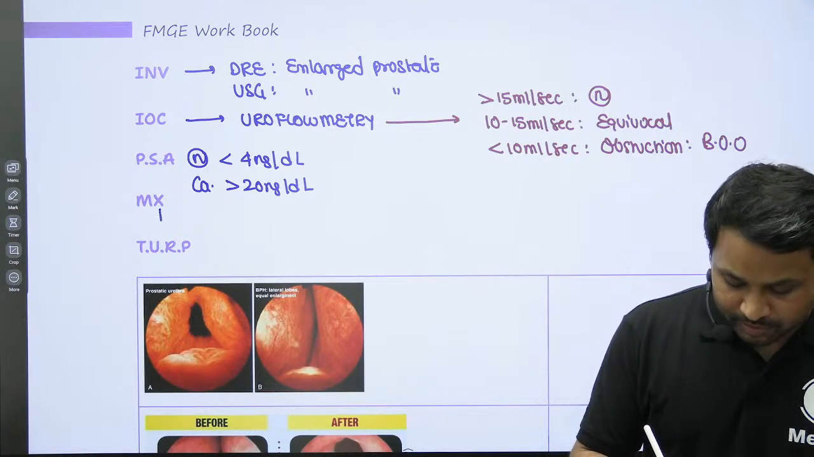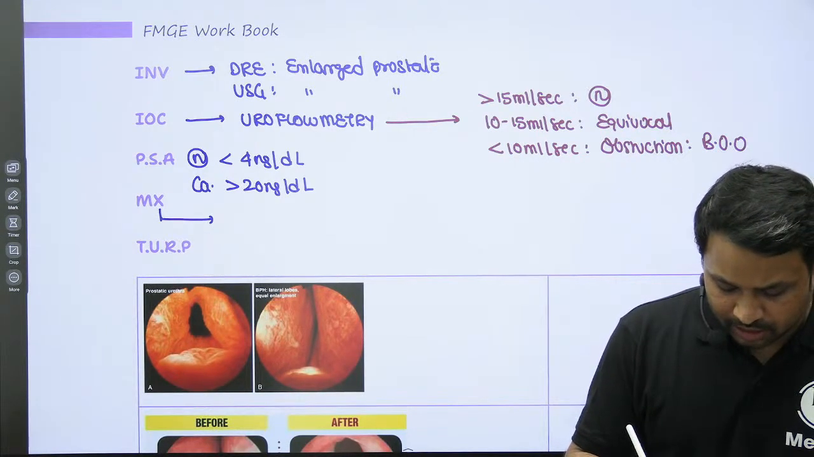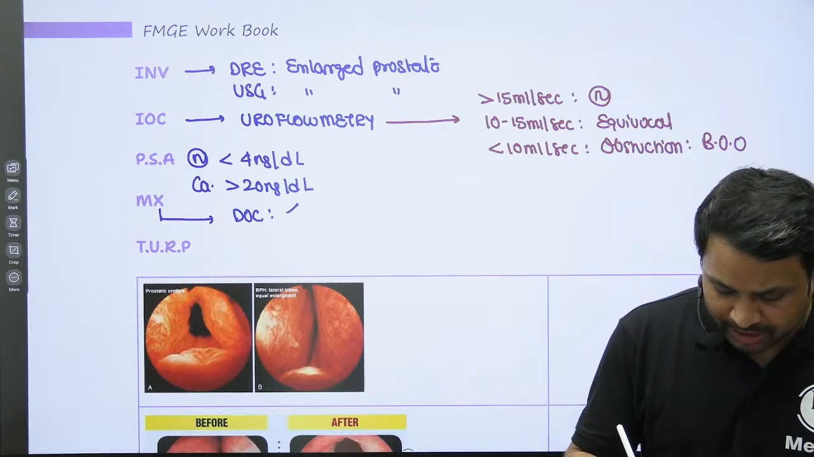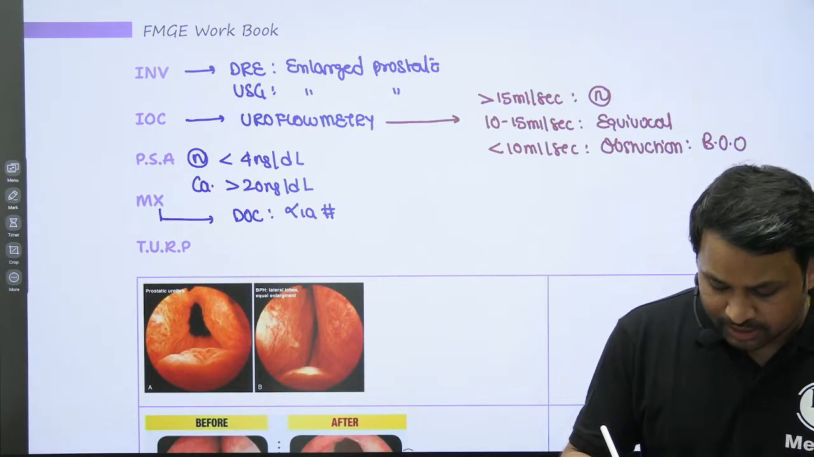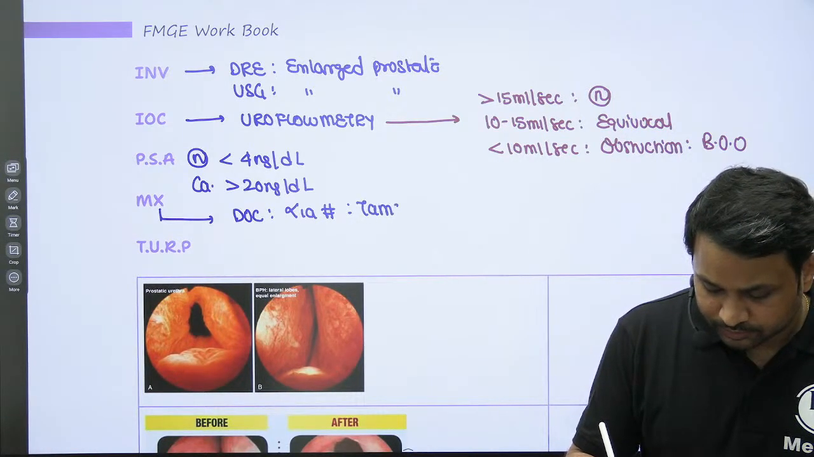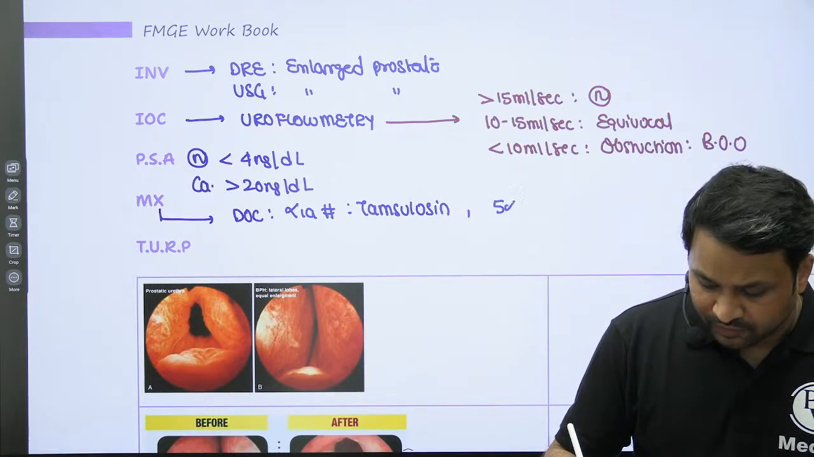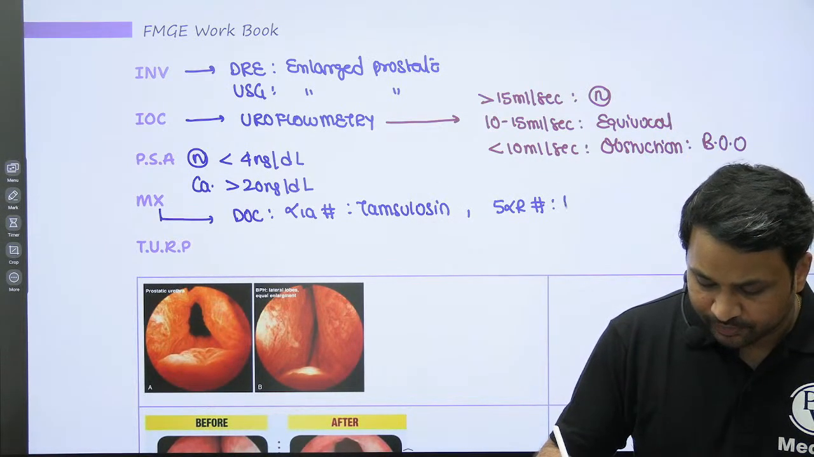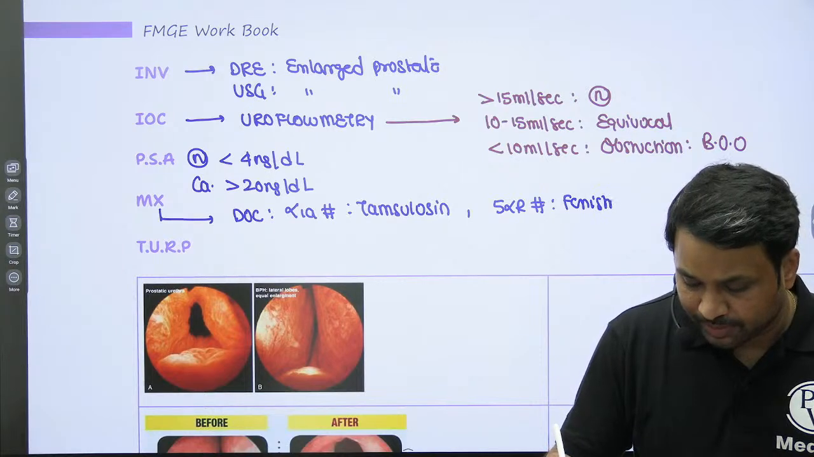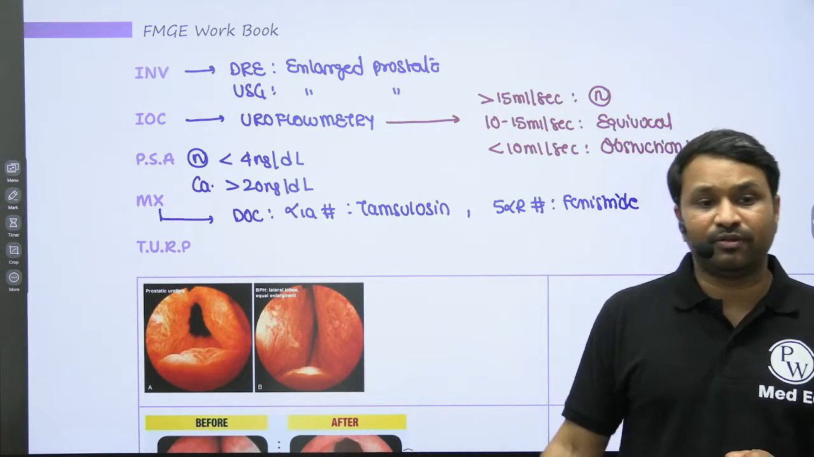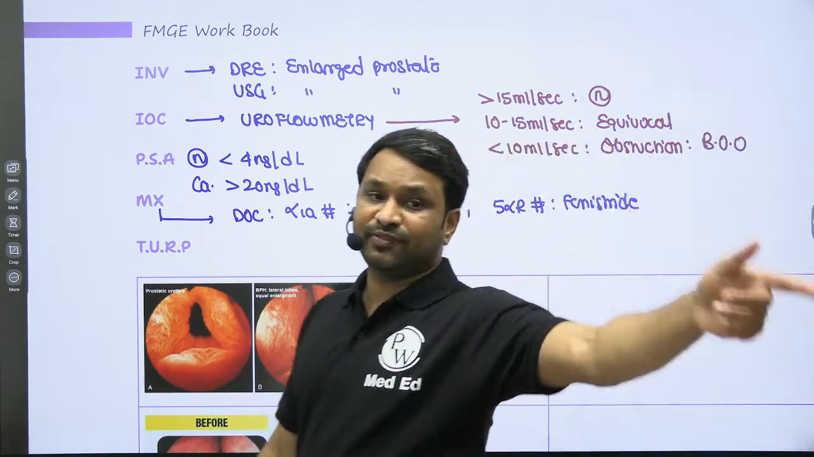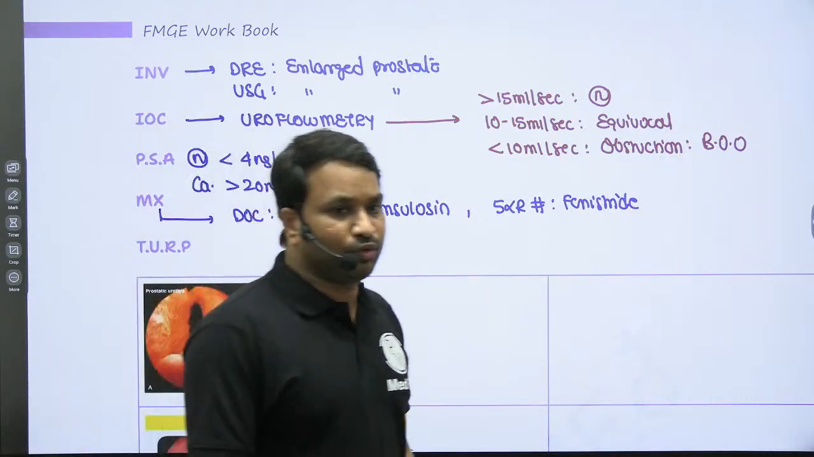Now, management for BPH initially will be medical management. The drug of choice is going to be an alpha 1A blocker, that is tamsulosin. You can also add a 5-alpha reductase inhibitor, that is finasteride. In fact, finasteride has a better effect than the alpha 1A blocker, but the alpha 1A blocker is faster, so hence you will prefer tamsulosin over finasteride.